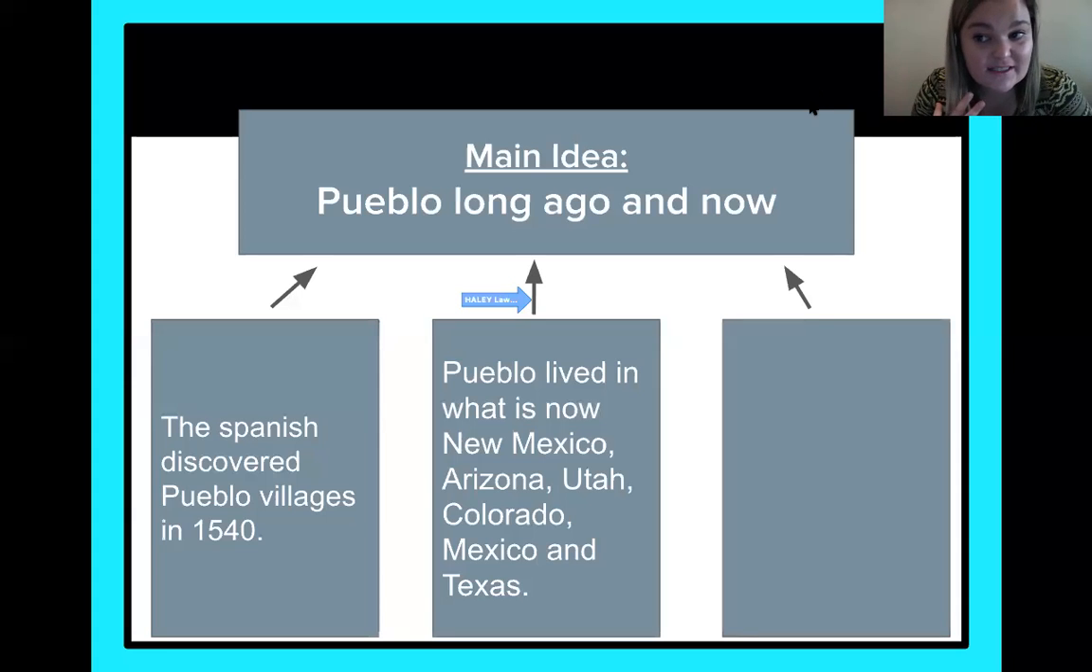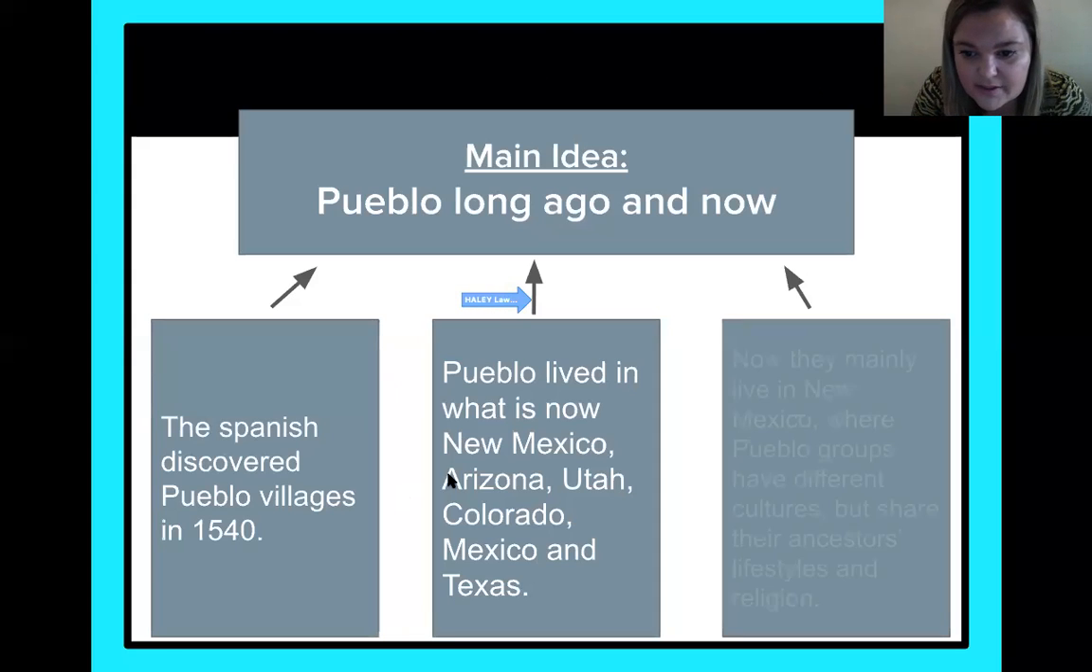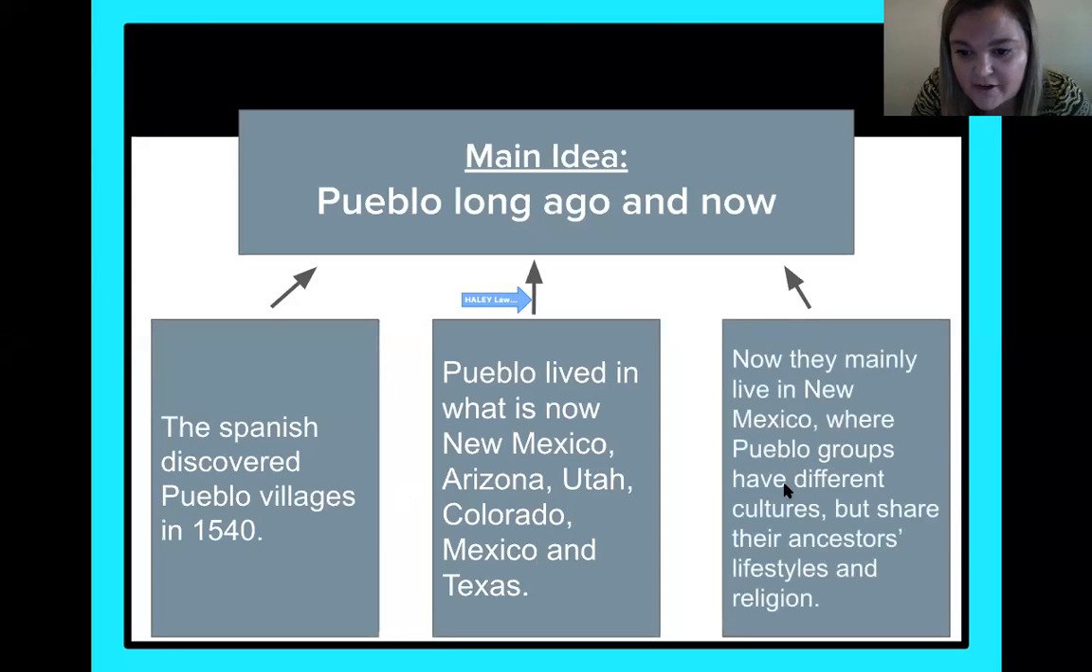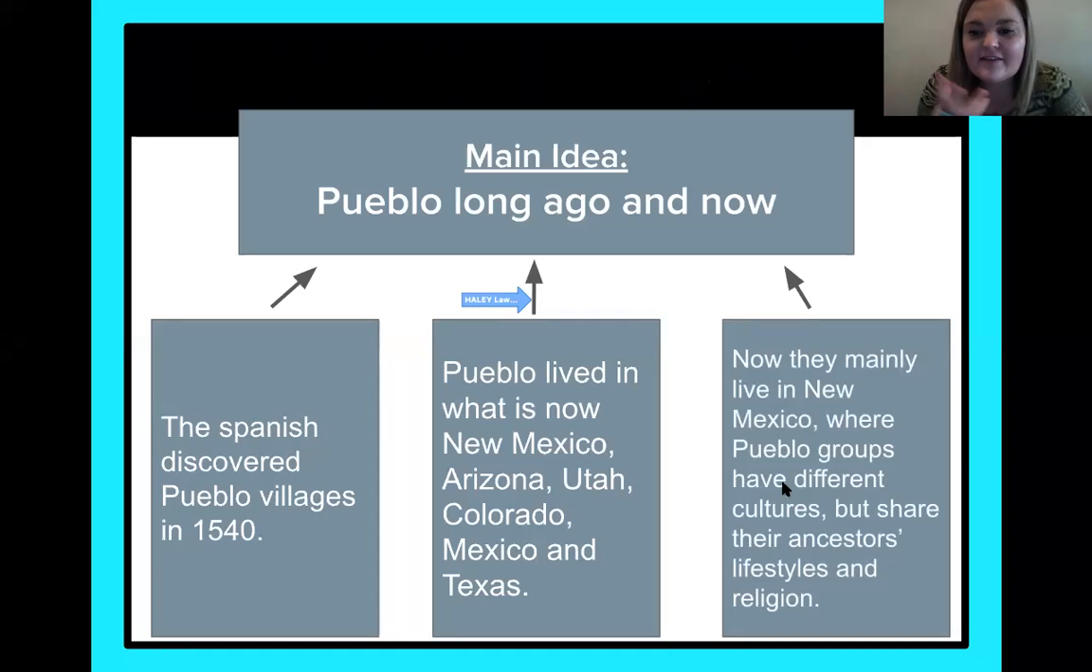Awesome. I hope you paused it like I did. Now what we need to focus on is where do they live now if we wanted to find them? It says right here, now they live mainly in New Mexico, where they have different cultures. I kind of didn't read as much as I should have. They have different cultures, but they share that same background. Their lifestyle and their religion is the same, even though they have different cultures.